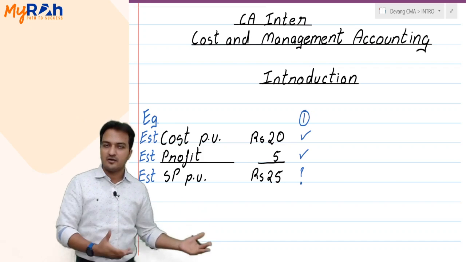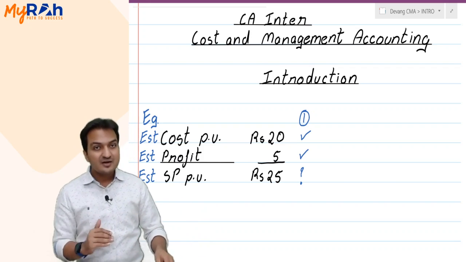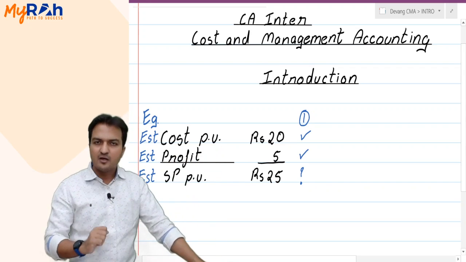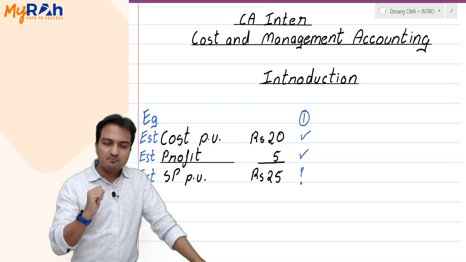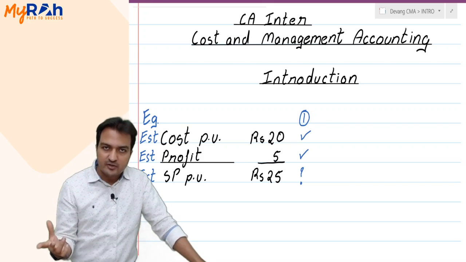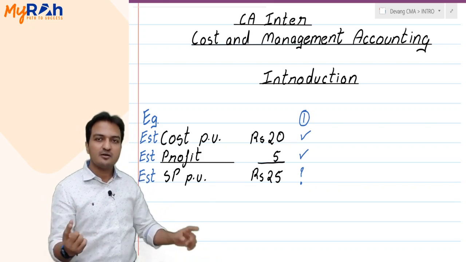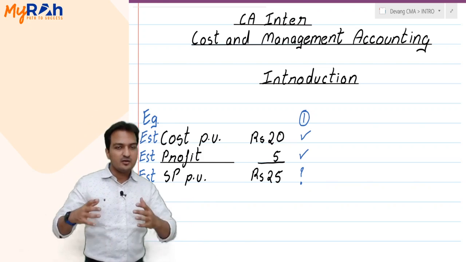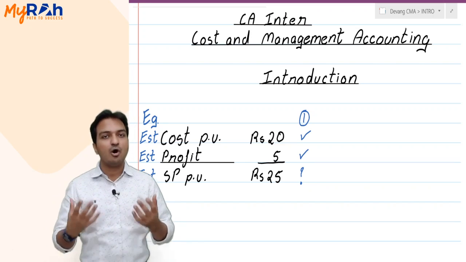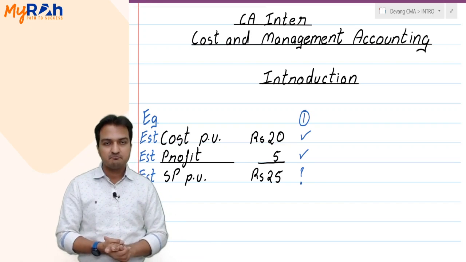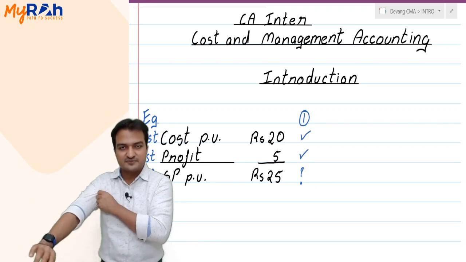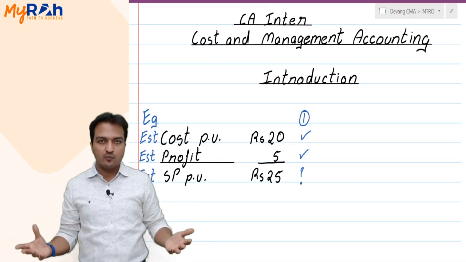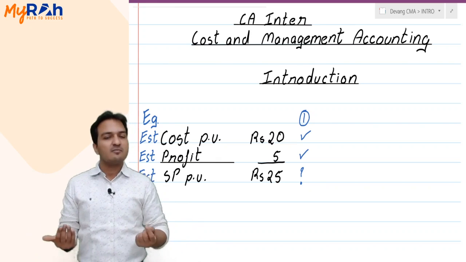Why should I calculate the cost? Because look, here I said that I calculate cost so that I can add a profit and decide a selling price. But tell me, is it possible that in every industry they can calculate selling price like this? Is it possible that in every industry I have the option of deciding my own selling price? Isn't it possible that in some cases I do not have an option of asking whatever selling price I want?